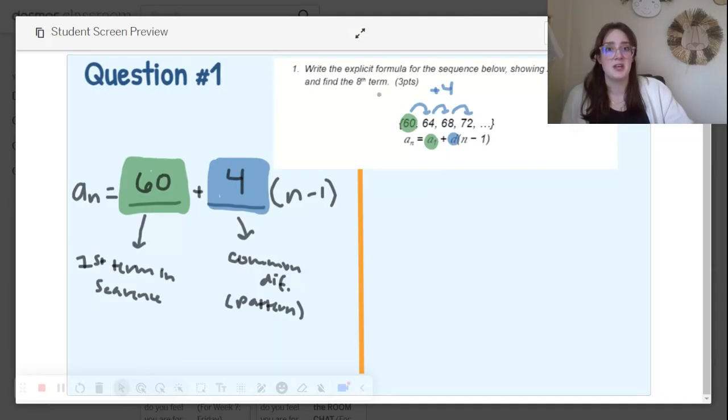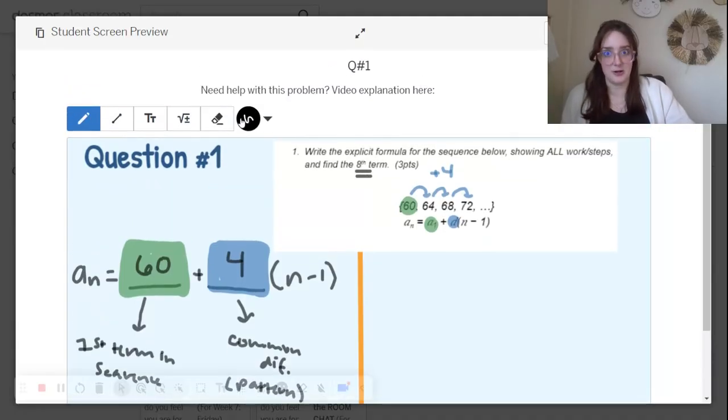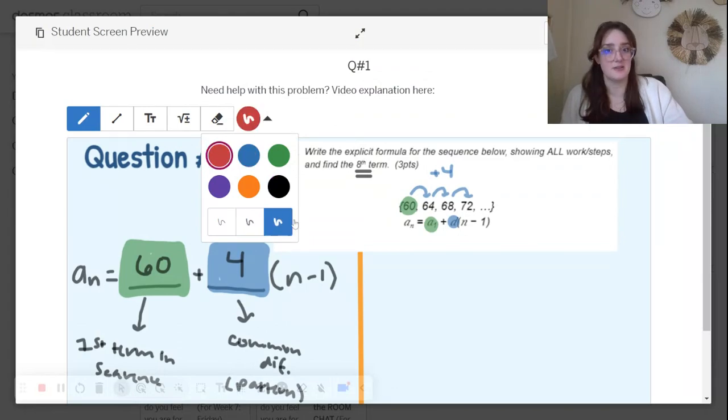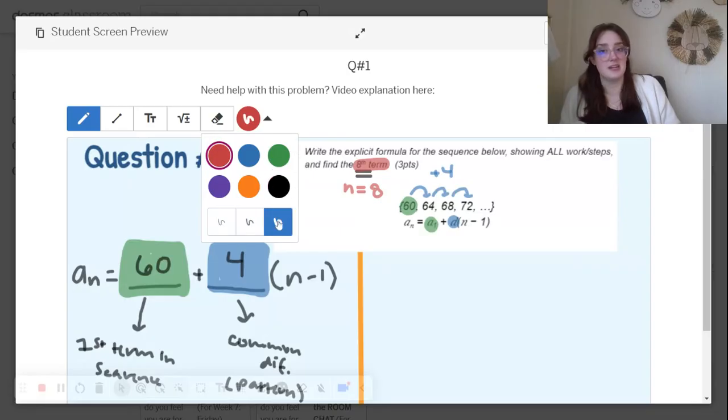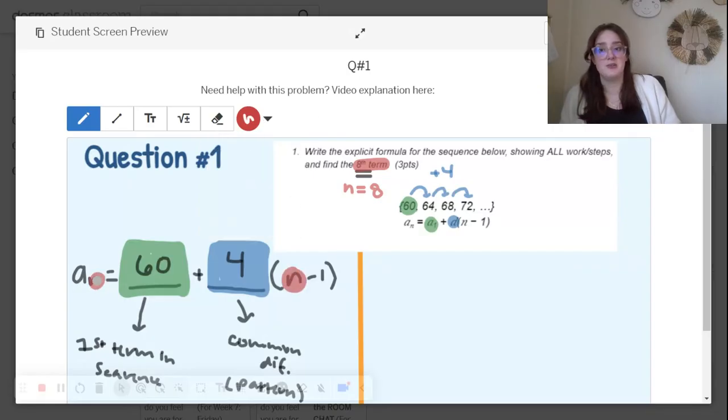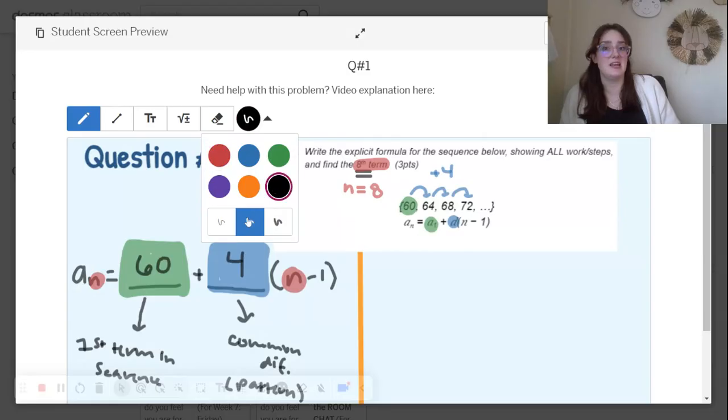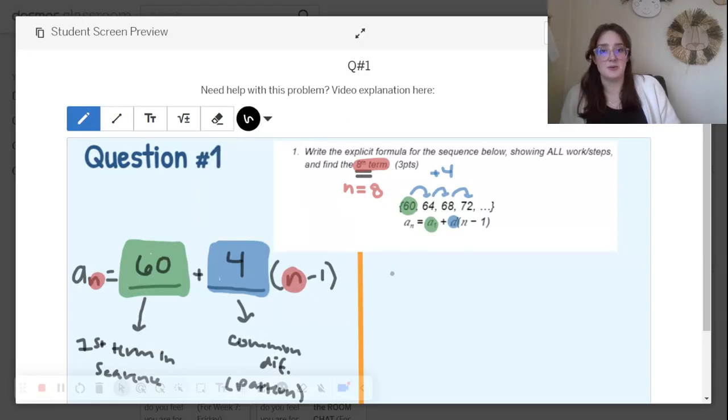We've got our formula. Now what we're asked to find is the 8th term. It's good that they're giving us this information. It's helpful because they're telling us, hey, n equals 8. And we're like, thank you for that, because now we can plug this into our formula to find the 8th term. So writing that out, we'll have a sub 8, because we replaced n with 8, equals 60 plus 4 times 8 minus 1.